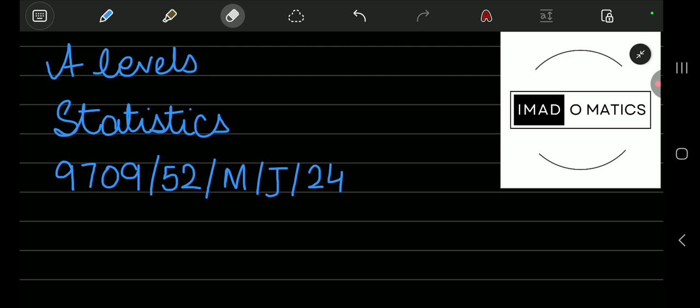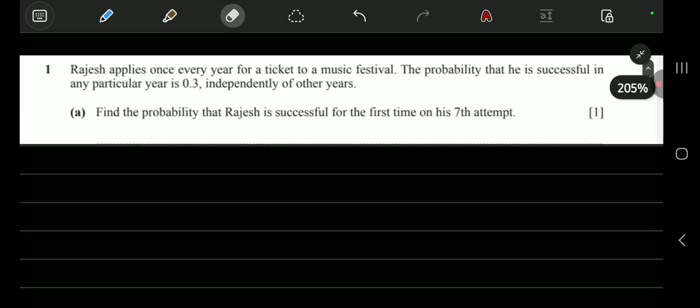So let's begin. Question 1 says that Rajesh applies once every year for a ticket to a music festival. The probability that he is successful in any particular year is 0.3 independently of other years. Find the probability that Rajesh is successful for the first time on his 7th attempt.